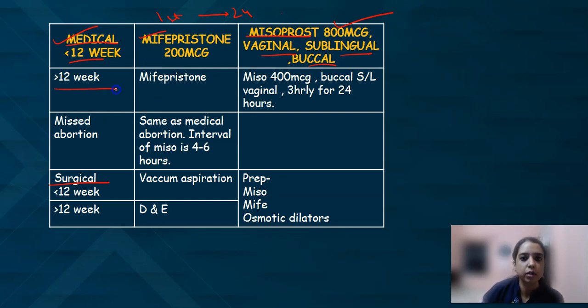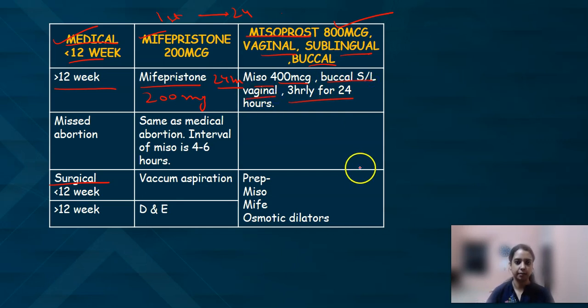If the pregnancy is more than 12 weeks, you will give mifepristone again, 200 mg. After that, a 24 hour gap is a must. You will give miso, but this time you will not give a single dose. The pregnancy is large. You will give 400 mcg miso, okay, and you will repeat it 3 hourly, right? Route can be again buccal, sublingual or vaginal, right?